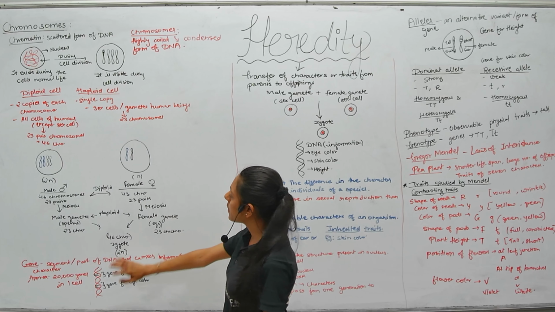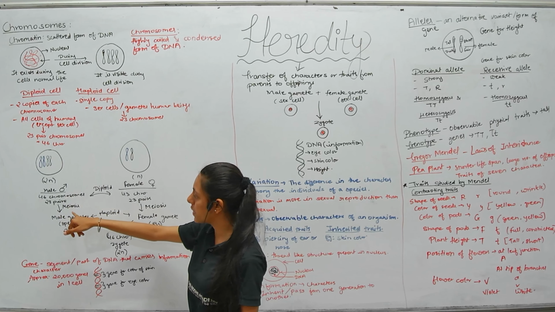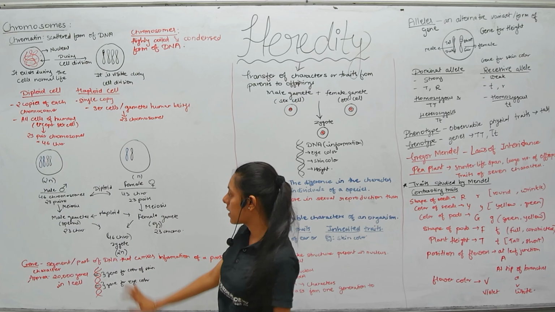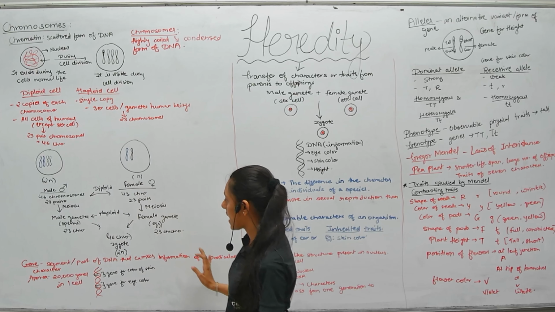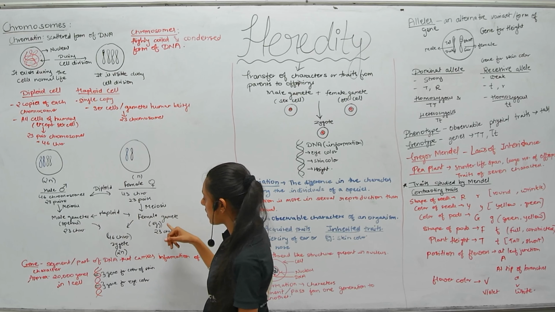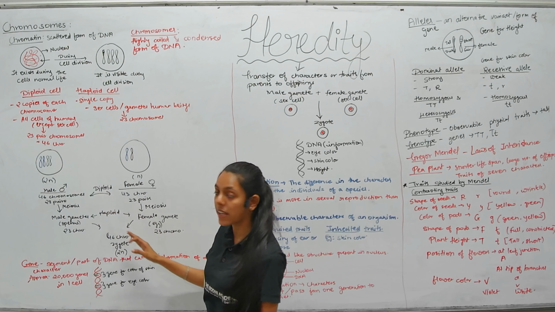Okay, then in males, after this, the chromosomes, there will be meiosis. Okay, and after meiosis, male gametes will be formed. Here male gametes and here female gametes. So here the male gametes are sperms and female gametes are what? Egg. Okay, and this will be what now? This will be haploid, because only one copy will be here.